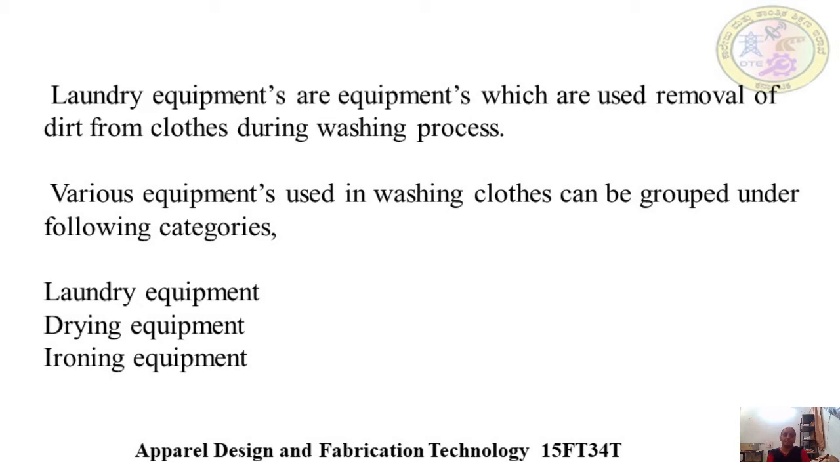Next is the ironing equipment. After drying, that is, removal of moisture from the clothes after washing, they have to be ironed or pressed. For that purpose we use the ironing board and different types of irons: steam iron, coal iron, charcoal iron. The equipments used for pressing or ironing are grouped into ironing equipments. So they are classified according to laundering, drying and ironing.